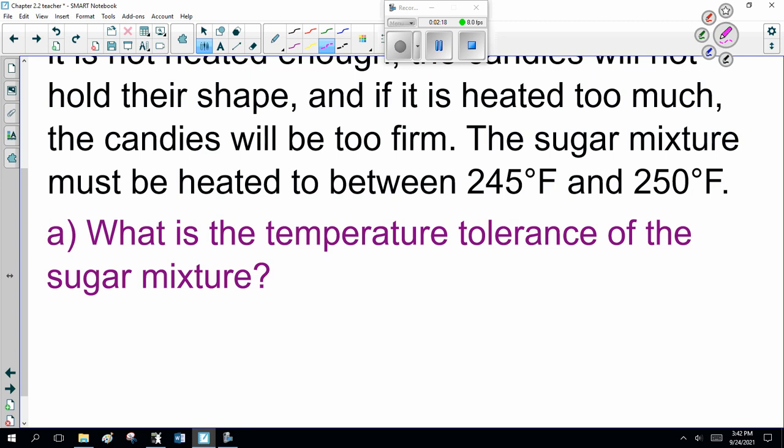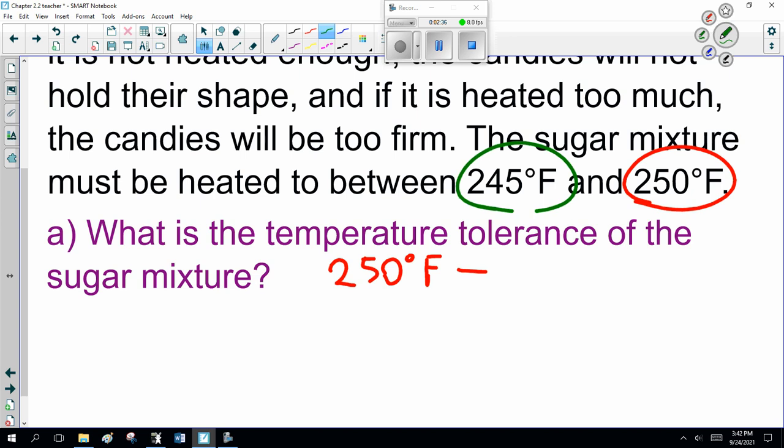So, the question is, what is the temperature tolerance of the sugar mixture? Well, the tolerance is the maximum value, 250 degrees Fahrenheit, minus the minimum acceptable value, 245 degrees Fahrenheit, which is 5 degrees Fahrenheit.